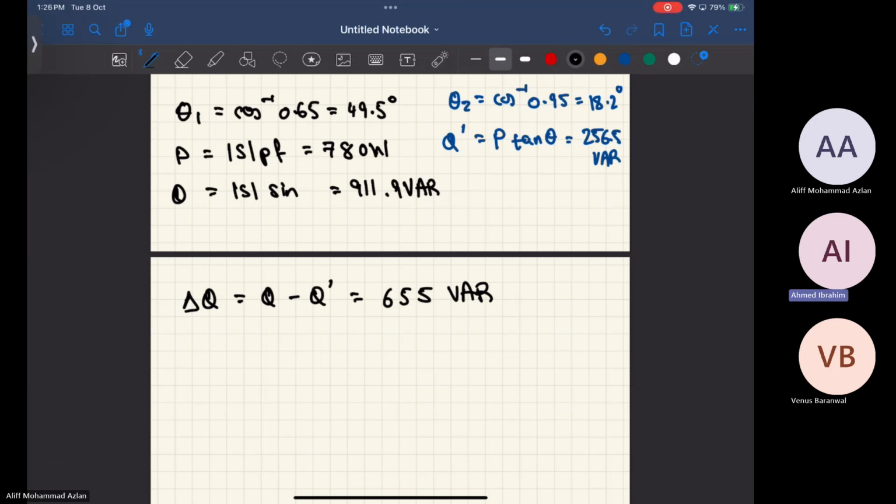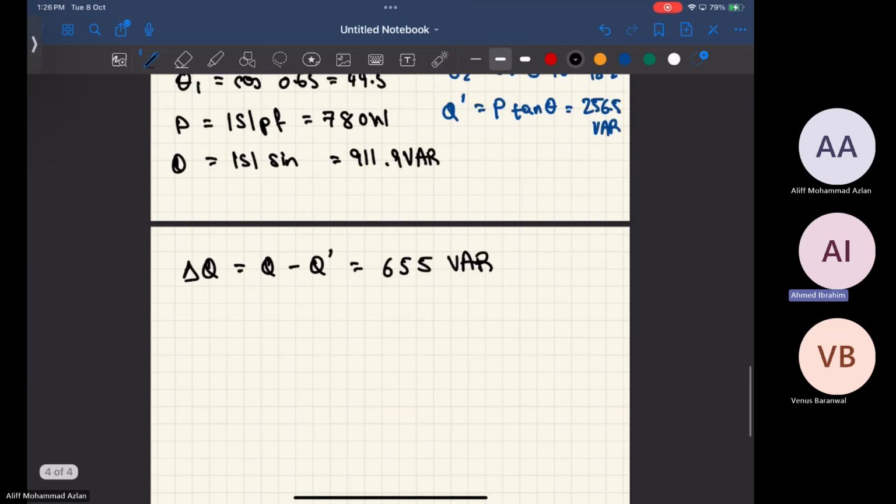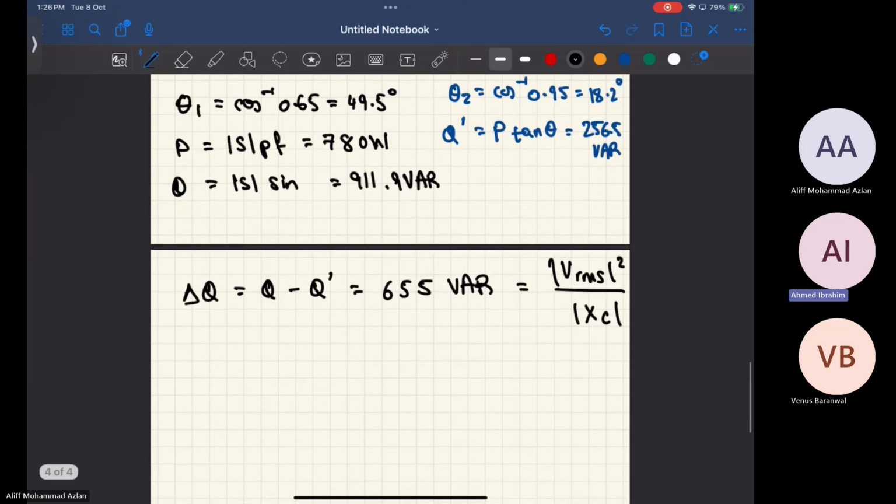And now the question is, how do we relate reactive power to an actual value for the capacitor? The way we do that is by relating it to the formula, which is V squared divided by the reactance of the capacitor. This formula is analogous to P equals V squared on R. It's similar, except we're using reactive power instead of real power and reactive impedance instead of just resistance.